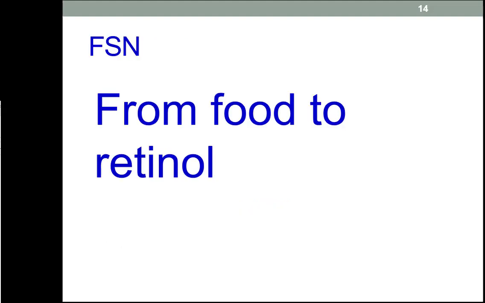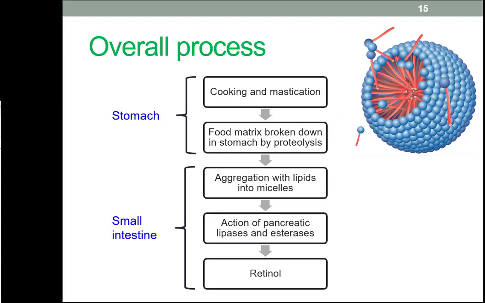Okay, from food to retinol. The overall process is complex, and we are summarising here somewhat. Vitamin A and beta-carotenes are typically enclosed in plant cells, which have relatively strong walls compared to animal cells. Unless these cell walls are broken down, for example by cooking and chewing, these nutrients may remain biologically unavailable, so that's quite important. This process starts in the stomach and continues in the small intestine, eventually releasing retinol.